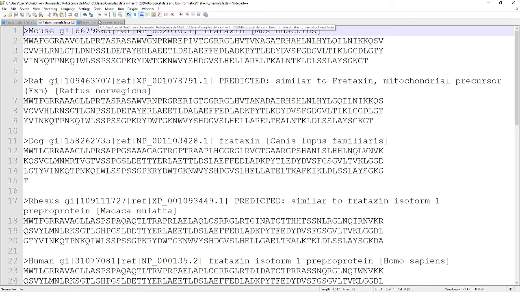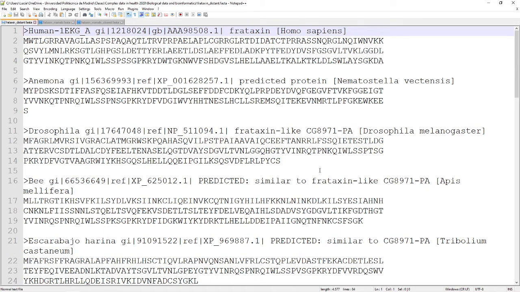We also have the frataxin sequences of the mammals closest, like the most similar species, not because of the protein itself, but because they are closer in the global phylogenetic tree, let's say. And then the frataxin protein in distant organisms, those that are not so close in evolution.